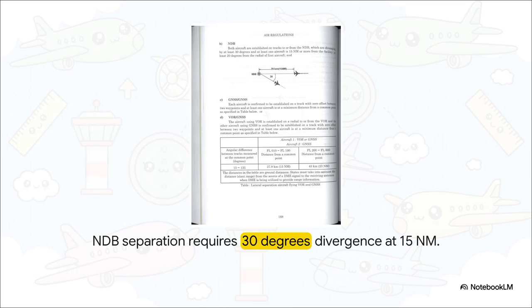Now let's contrast the VOR with the NDB, the non-directional beacon. Notice the divergence angle here? It's 30 degrees. Why the big difference?